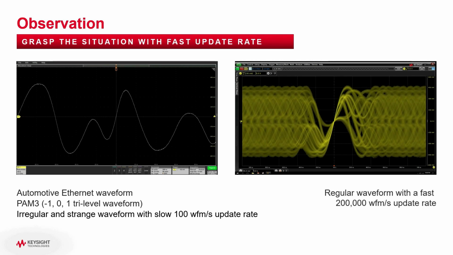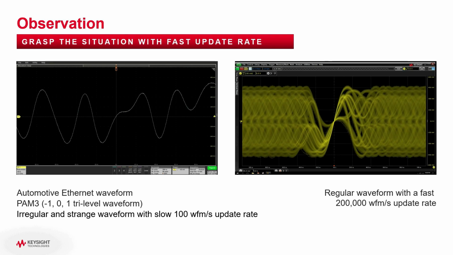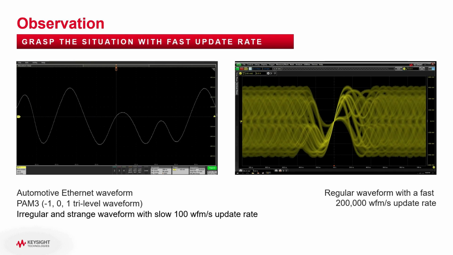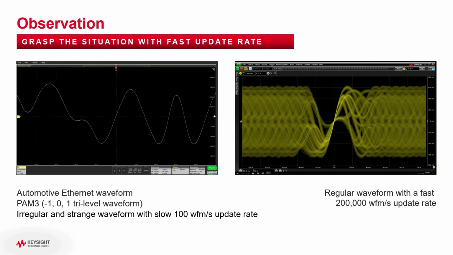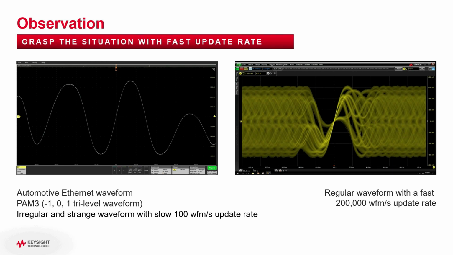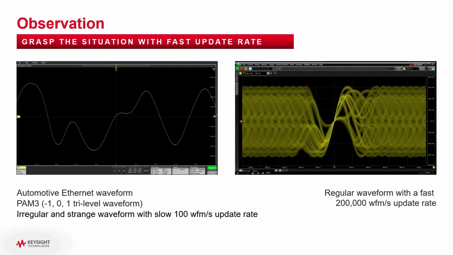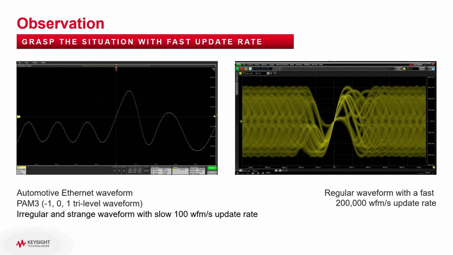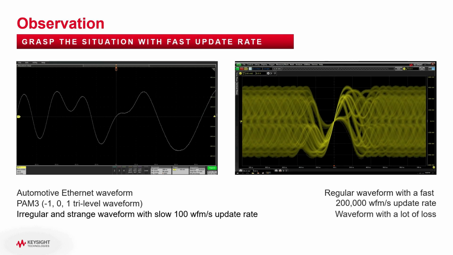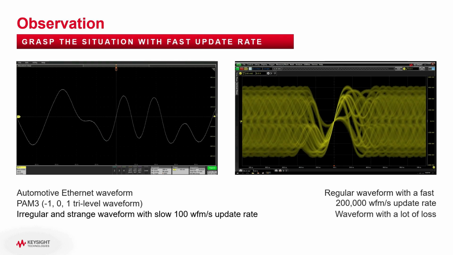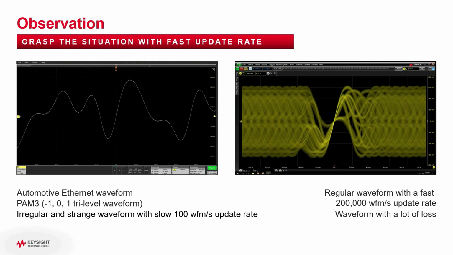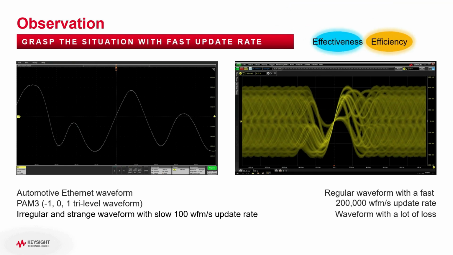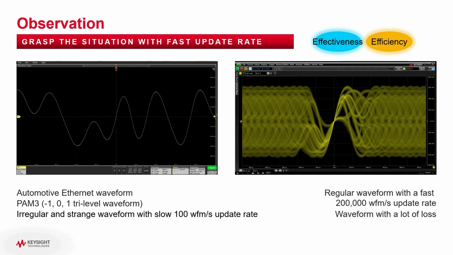Here is the same waveform observed by MXR oscilloscope. If the waveform update rate is more than 200,000 waveforms per second, the waveform looks regular like this. You can also see that it is PAM3, a tri-level waveform. However, depending on the bit pattern, the level of +1 and -1, and the pulse width are quite different. In other words, you can see that this is a waveform with a lot of loss. Thus, just with a fast update rate, we can quickly grasp the whole picture and situation. This is exactly effectiveness and efficiency we talked about in the definition of usability.